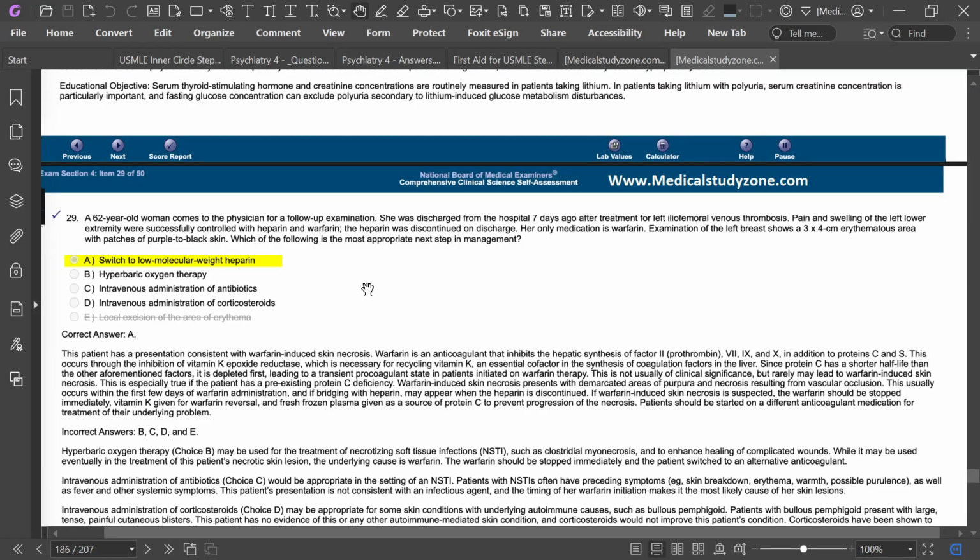then the warfarin should be stopped immediately, with vitamin K for warfarin reversal and fresh frozen plasma as a source of protein C to prevent progression of the necrosis. Patients should be started on a different anticoagulant medication for treatment of their underlying problems.